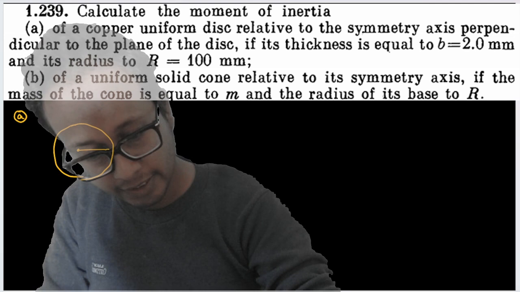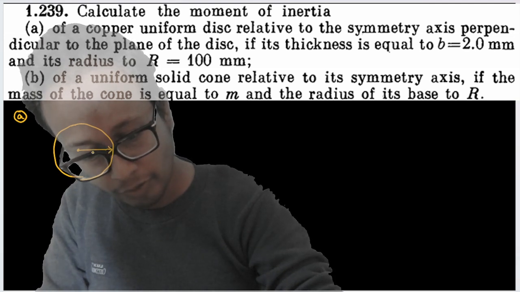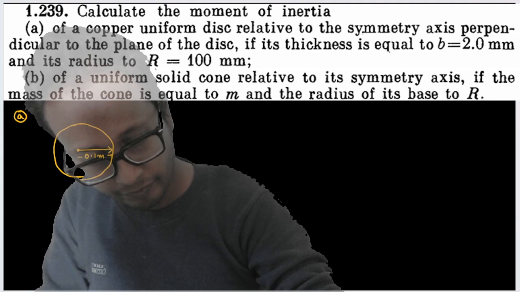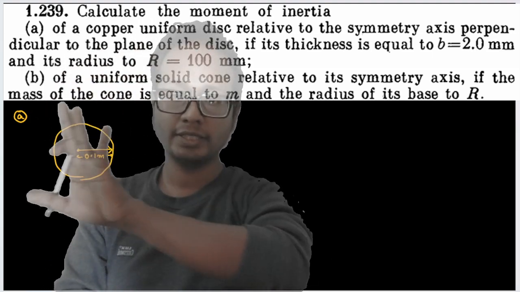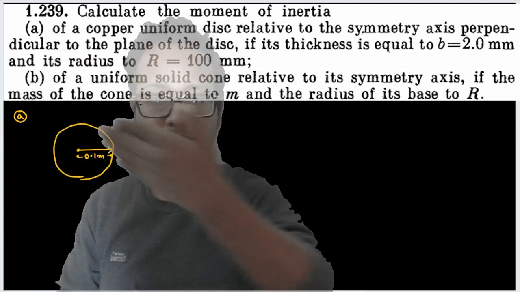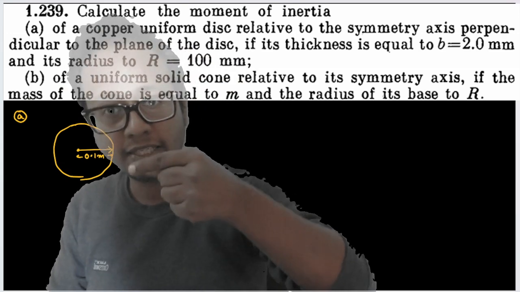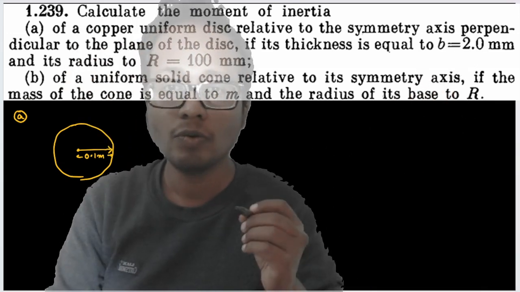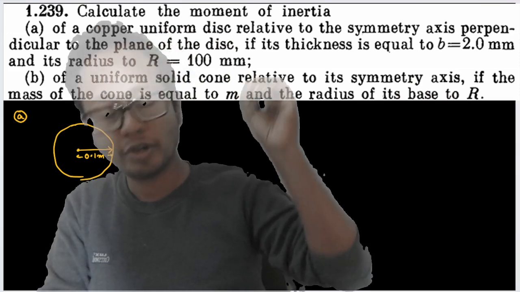The radius of the disc is nothing but how much? 0.1 meter. Okay, and this copper disc is kept in this plane. The thickness of the disc is given as 2 millimeter out here. We have to find out the moment of inertia.